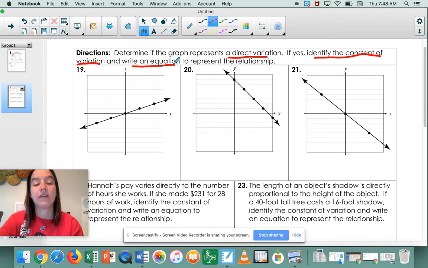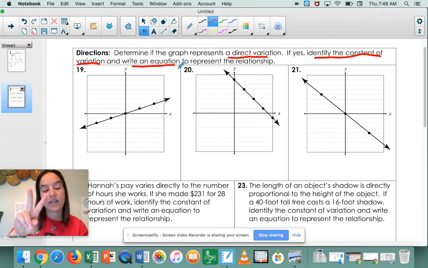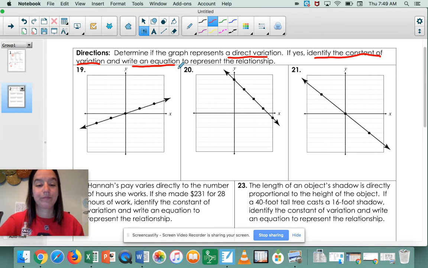So again, if the answer is yes, I have 3 answers there. So I'm going to say yes. What's my constant of variation, which is my slope? And what does my equation look like? Y equals kx. Okay. Remember, you're looking at 2 things for the graphs. Is it a straight line? And does it go through the origin? That tells you your yes or your no.